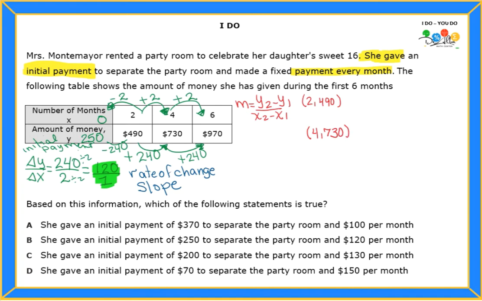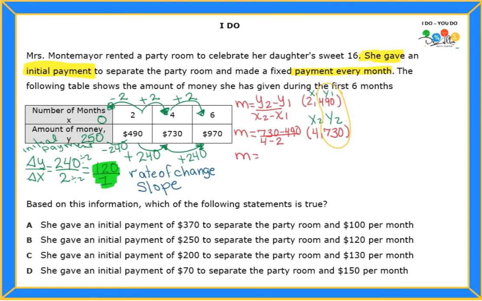Okay? So my values here will be x and y. The first one will be x sub 1, y sub 1. The second one will be x sub 2 and y sub 2. Okay, very good. We're going to circle my y values, because remember, those are the values that go on the numerator. So I'm going to write down y equals 730 minus 490, and for x, it's 4 minus 2.